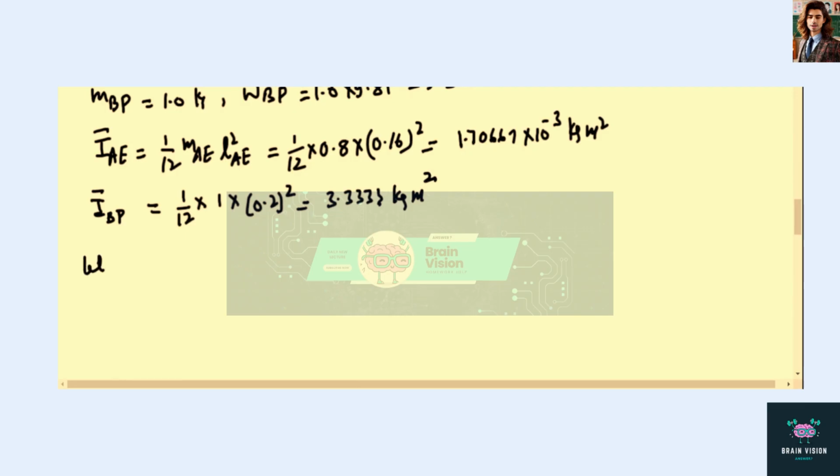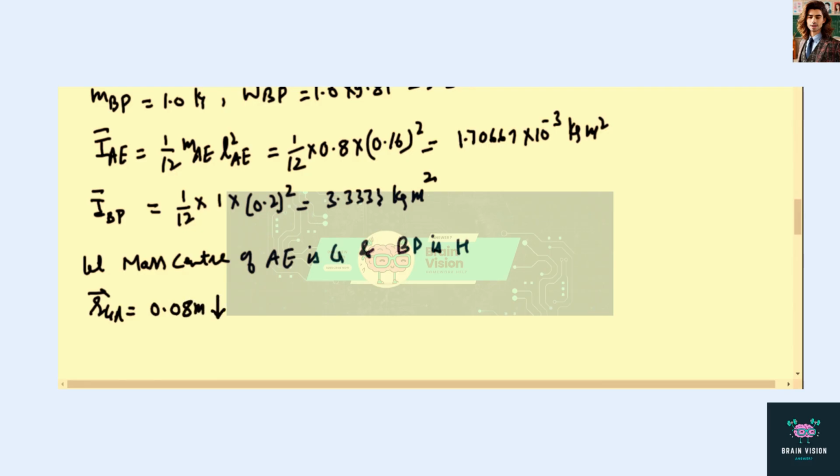Let mass center of AE be G and of BP be H. So position vector of G with respect to A has the value 0.08 meter vertically downward, and that of H with respect to B is 0.1 meter down to the horizontal line by 30 degree.